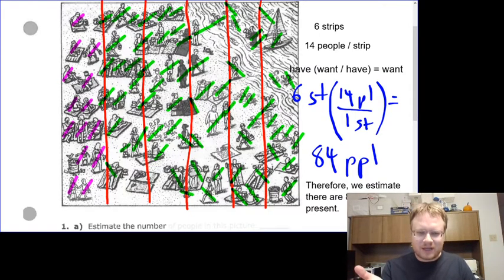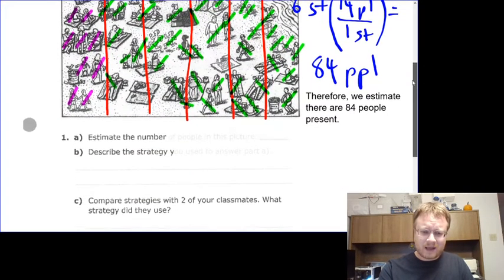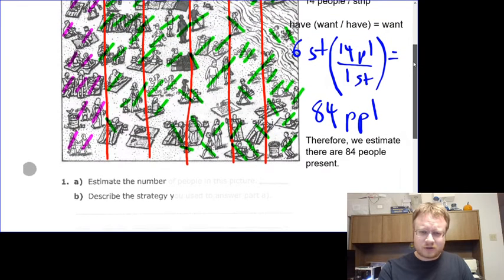All right, so we estimated there were 84 people. We actually counted 85, so our estimate was actually very close. We had a very small amount of error there, so our estimating technique was actually really good. So we were asked to estimate the number, and then we were asked to describe the strategy. I'm just going to describe that in words.